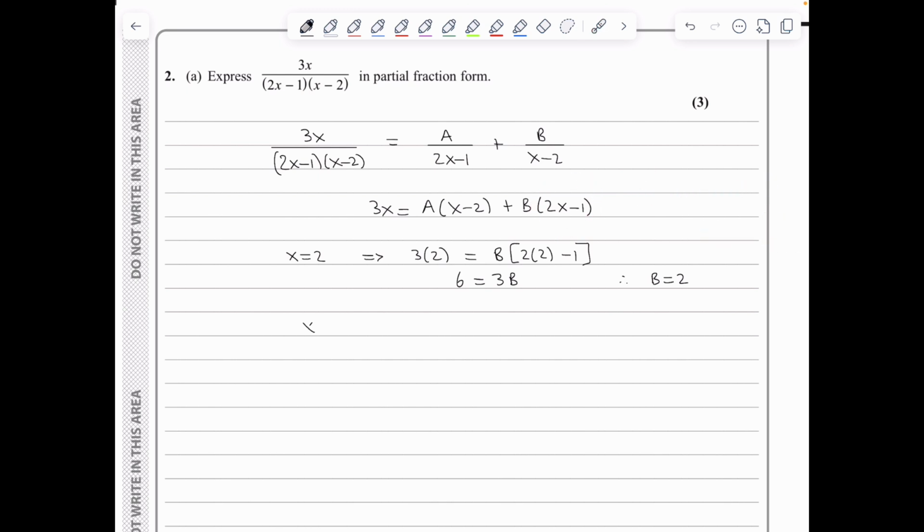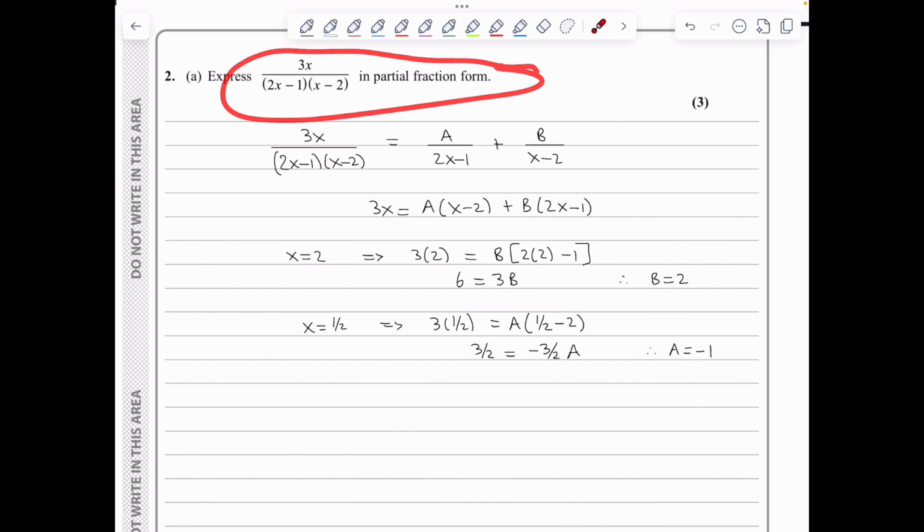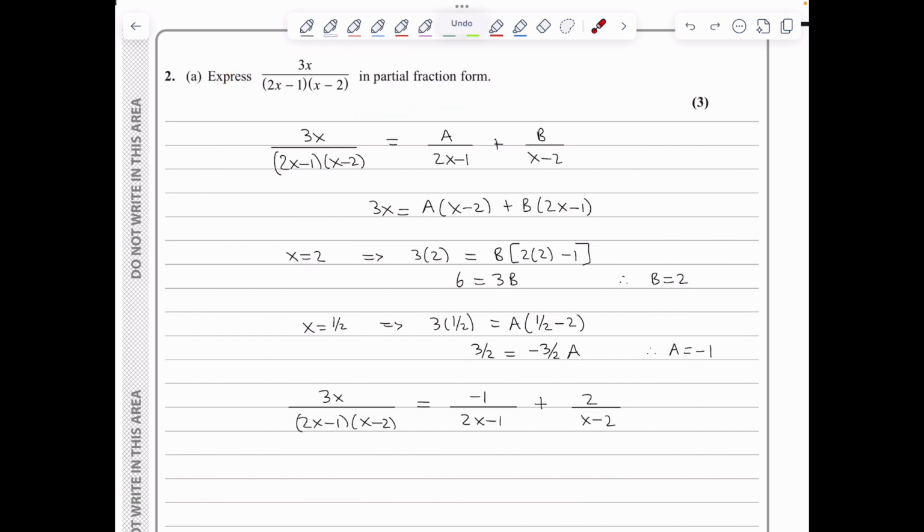So if we put x to be a half, this leads to 3 times a half being equal to a times (a half minus 2). So we've got 3 over 2 is equal to minus 3 over 2 times a, and therefore a is equal to negative 1. And all we are missing is to write our final answer, so we write the decomposition into partial fraction form as 3x over (2x minus 1)(x minus 2) being equal to minus 1 over 2x minus 1 plus 2 over x minus 2.